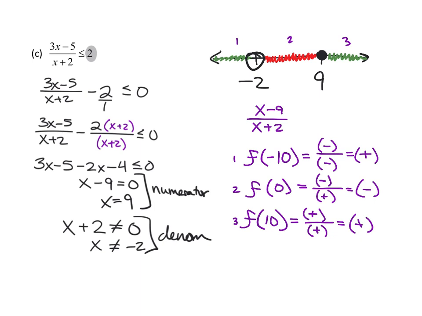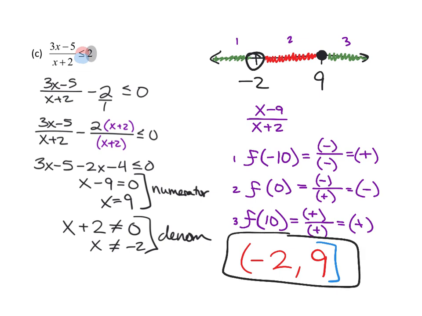So to answer the actual question, we go back to the symbol. The symbol says that we are looking for where the graph is less than or equal to 0 once we solved it for 0, which means I want to include negative 2 all the way to 9 in my solution. I guess I could have colored that 9 blue so it was a little bit better.